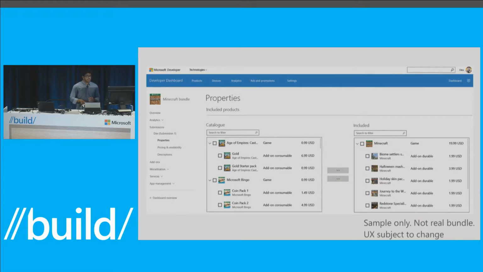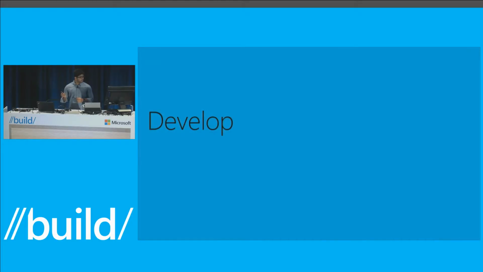This is an experience, how we think you will be able to create bundles in Dev Center. On the left, you have all the available apps and add-ons in your account. On the right is the content of the bundle. Simply choose an item from the left, add it to the right, and there's your bundle.